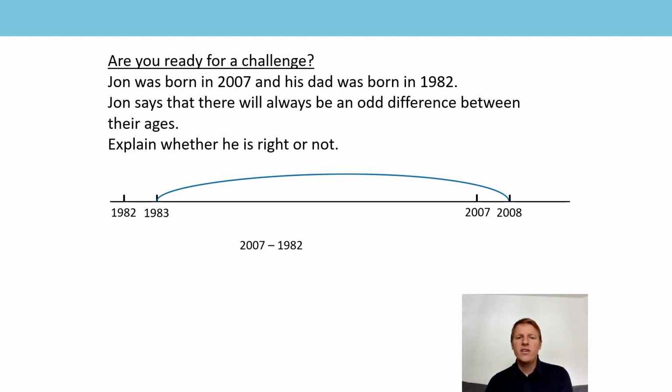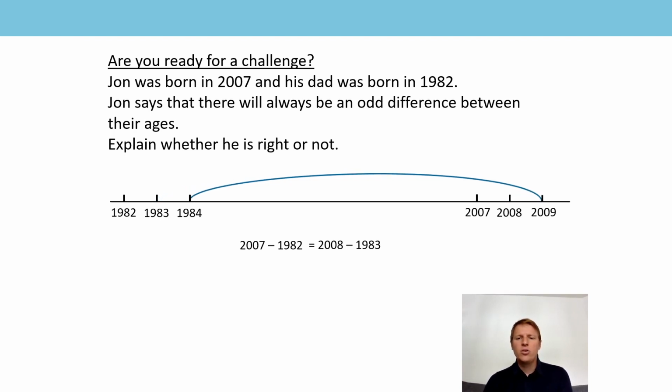So I can write the expression 2007 subtract 1982 is equal to 2008 subtract 1983. The year after that would be 1984 and 2009. So what do you think? Do you think the difference still stays the same? Yeah, it must do, because we can see when we move that difference along, the difference hasn't changed. It's just now on two different years.